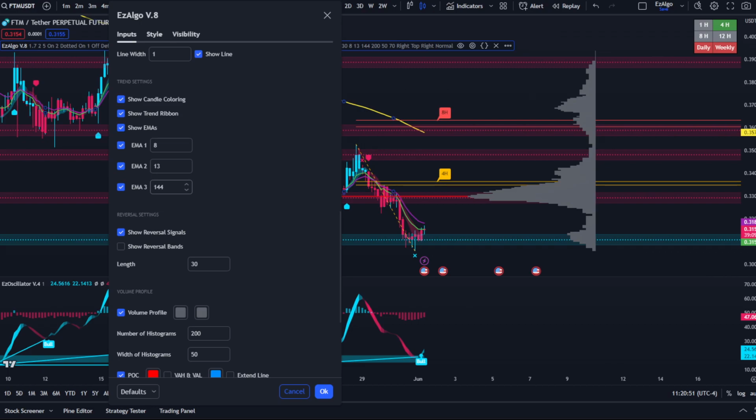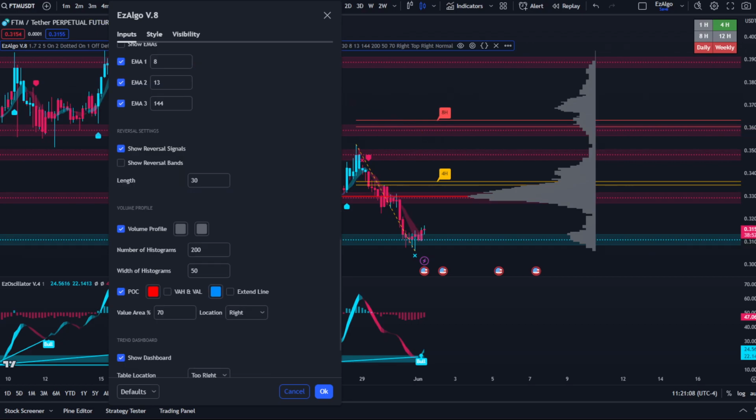You could also use the 50, 100, 200 EMA. A lot of people who trade Bitcoin, let's say on a 4-hour time frame, will use the 200 EMA, which is also very powerful.